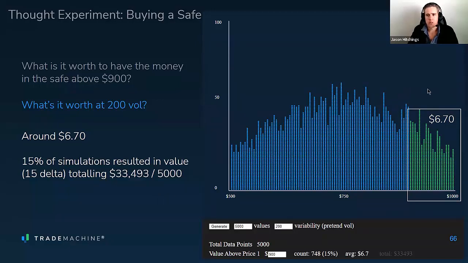So this was all talking about these out of the money options. In stock parlance, we'd have a $750 stock, and we'd have the right to buy the stock at 900, a 900 strike call. And this would be looking at different volatility assumptions.